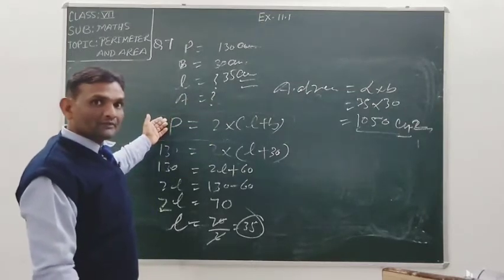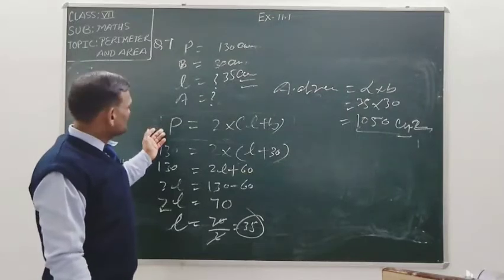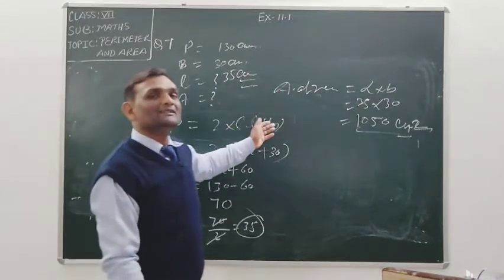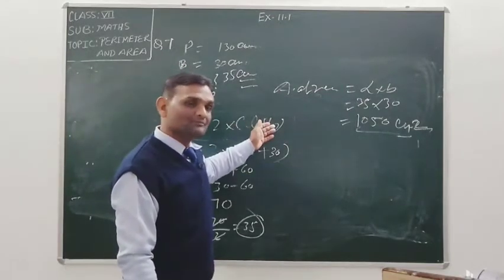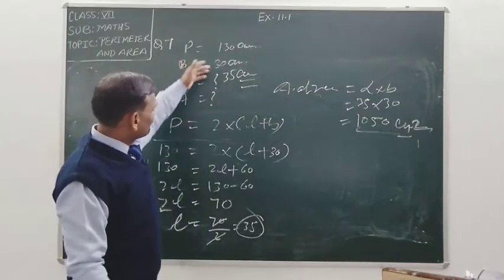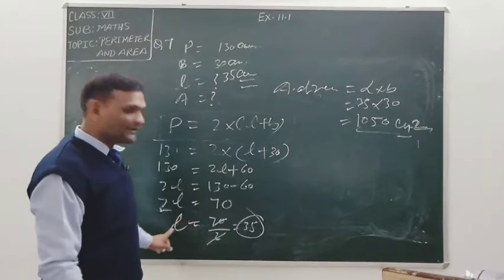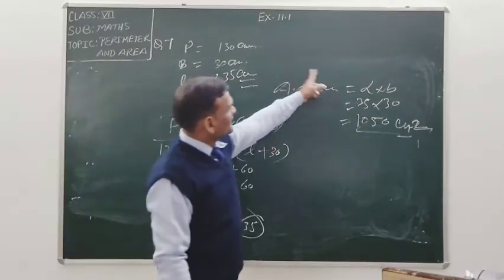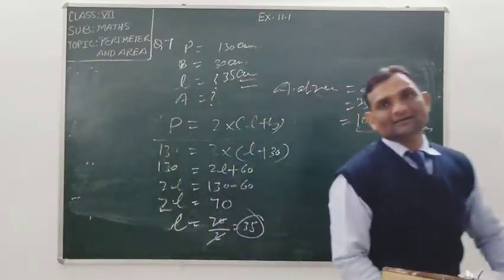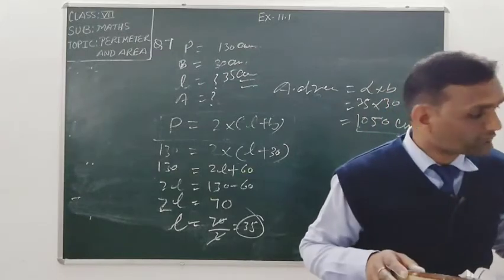Now, we know that perimeter of the rectangle is equal to 2 into length plus breadth. So, all the given value put in this formula and find the value of L. After this, find out the area of the rectangle. This is very easy, student.